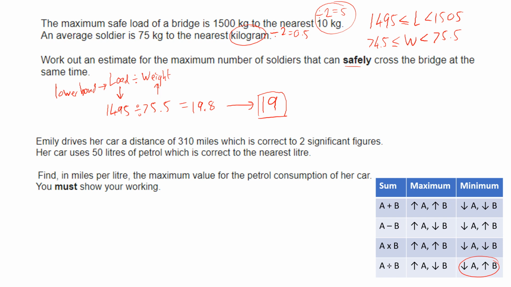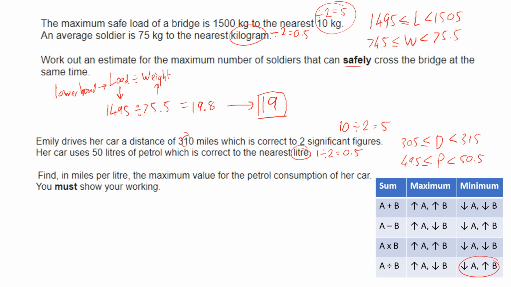For our second question, we've got a distance of 310 miles correct to 2 significant figures. The second significant figure is in the 10s, so this is to the nearest 10. So our distance is somewhere between 315 and 305. Petrol to the nearest litre, so that's the nearest 1. So 1 divided by 2 is 0.5. And the amount of petrol is somewhere between 50.5 and 49.5.